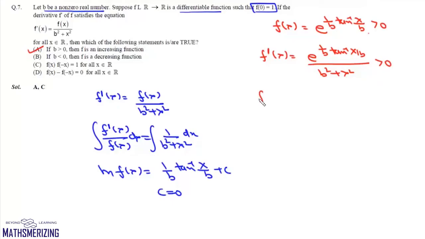Now if we look at f(minus x), it will be e to the power 1 upon b tan inverse of minus x upon b, and tan inverse of minus x is minus tan inverse x, so it will be minus 1 by b tan inverse (x upon b). Now if we multiply them, we can write f(x) into f(minus x), which is e to the power 0 and it is 1. So f(x) into f(minus x) will be 1 for all x belongs to R. So the answer to this question is options A and C.